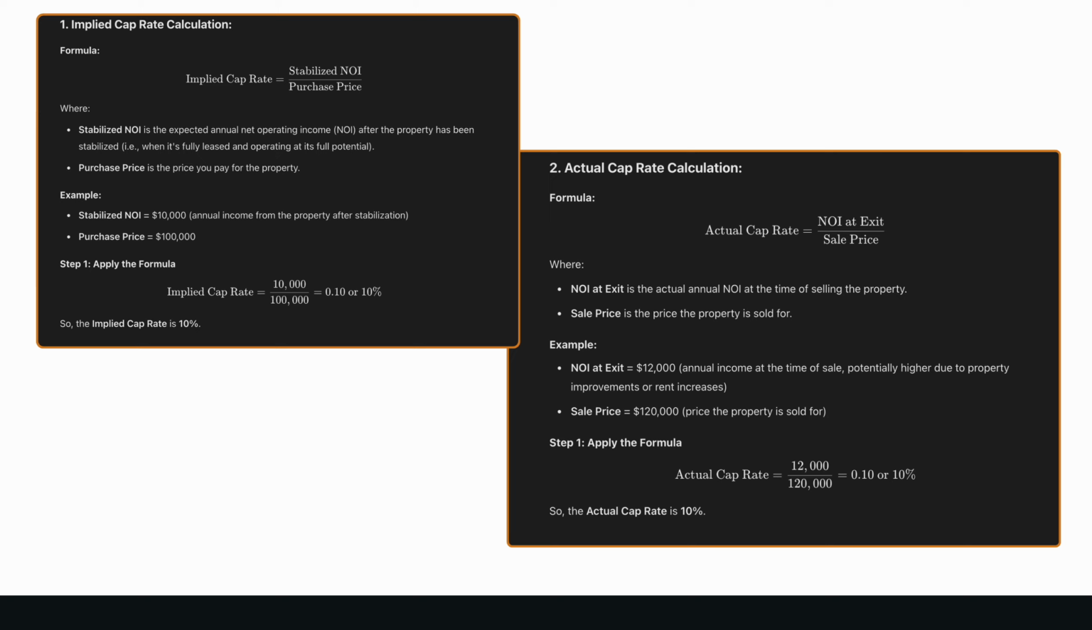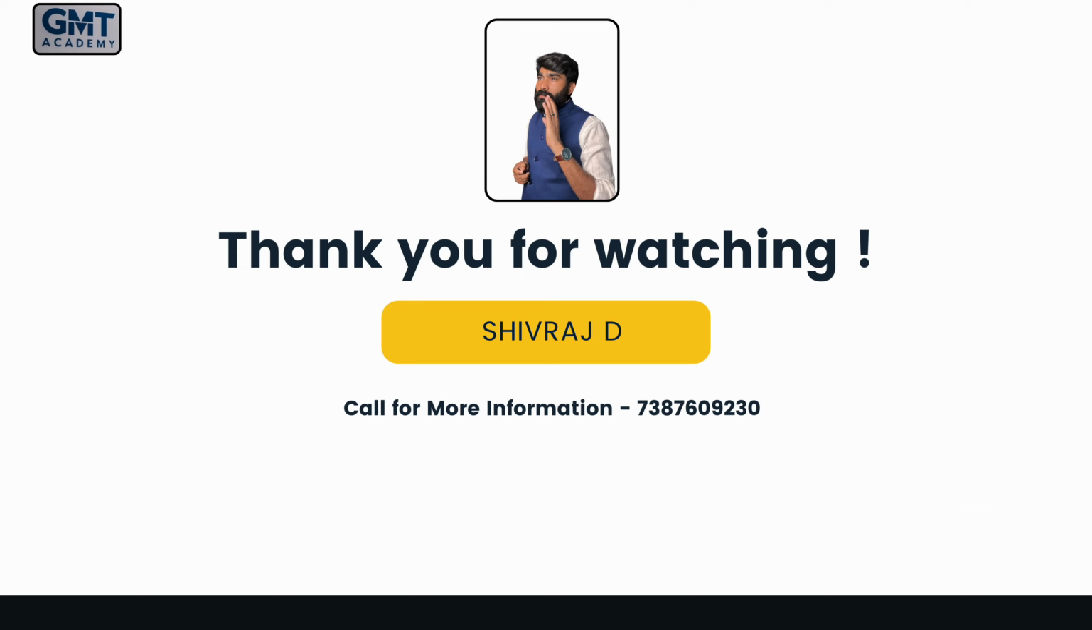But the difference between implied and actual is that the implied considers the purchase price and stabilized net operating income, and the actual considers the net operating income at exit, at the time of exit. So that's how you can differentiate.